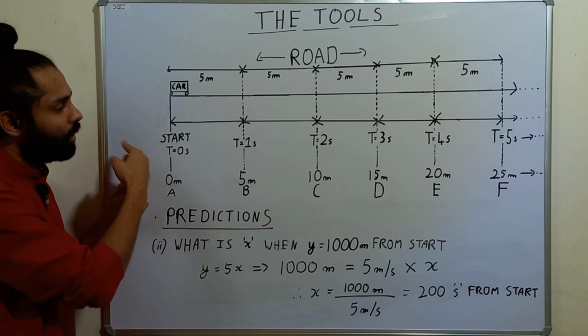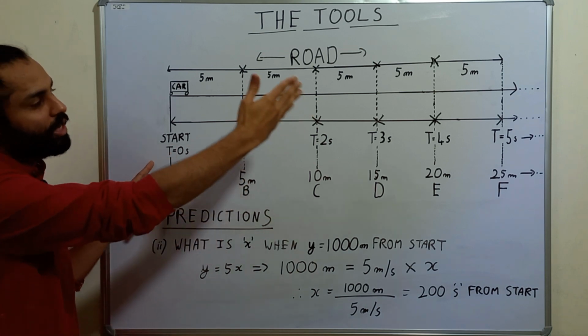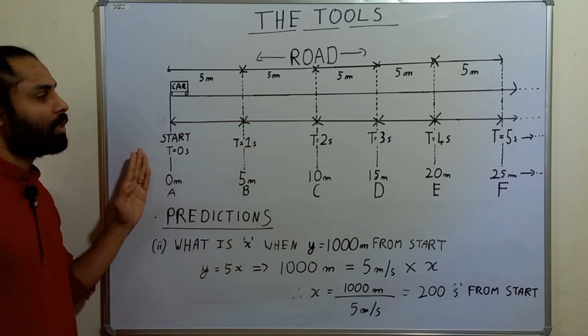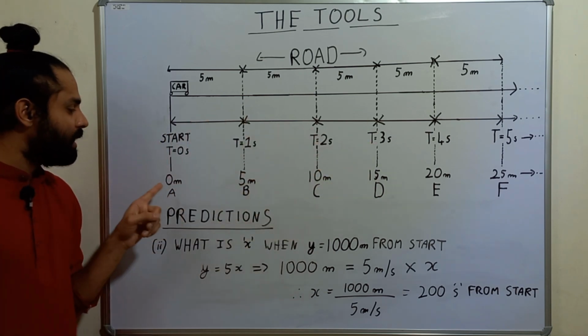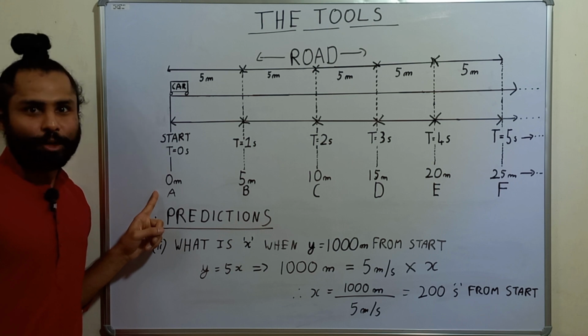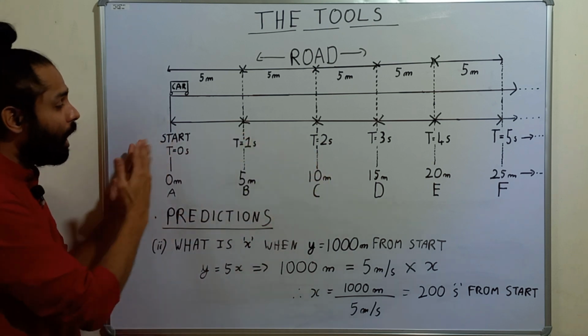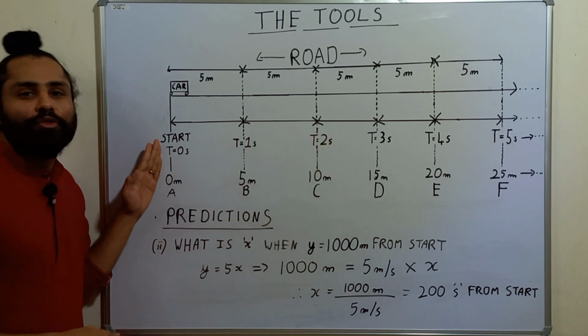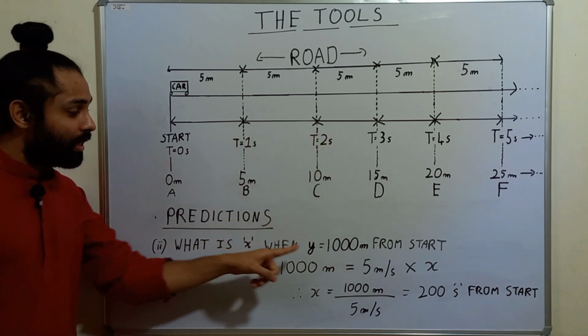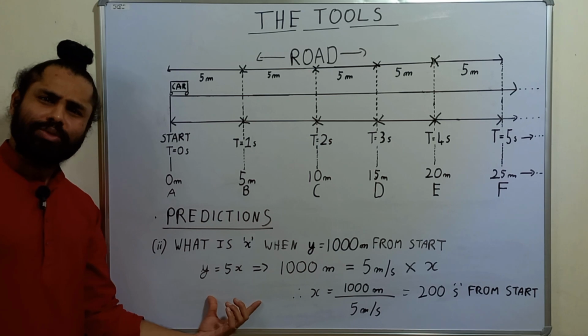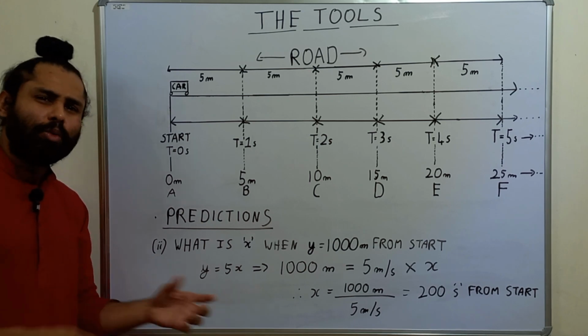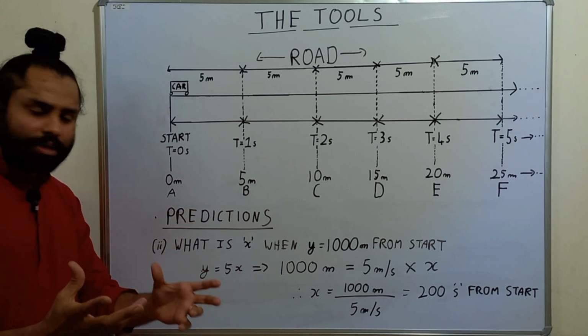We want to know, okay, the car keeps going. At some stage, after a certain amount of time from the start, the car will be 1000 meters away from the start. So when the car was 1000 meters away from the start, when it reaches there, how much time has elapsed from the start? So we want to know x given y. Again, we can use the same mathematical model, the same equation, just by moving things around.